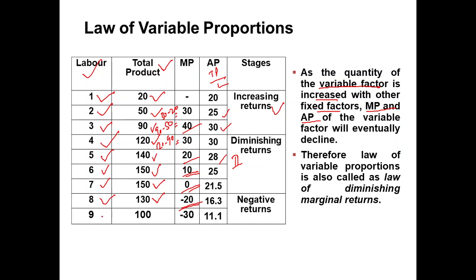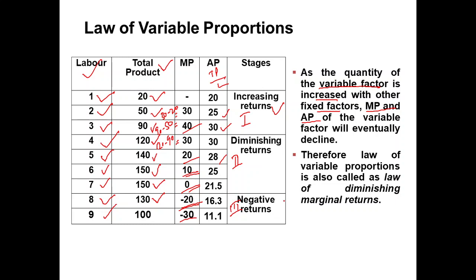Further, if the producer hires a ninth worker, the total product further declines to 100 from 130. So this is negative. The point where marginal product becomes negative is the third stage of production. So what was our statement? The statement was, as you increase the labor, the total product increases at an increasing rate in the beginning, in the first stage, and in the second stage total product increases at a decreasing rate, and in the third stage, if you still hire more workers with the given amount of capital, there will be a negative return. That's why the law of variable proportion is also called the law of diminishing marginal returns.